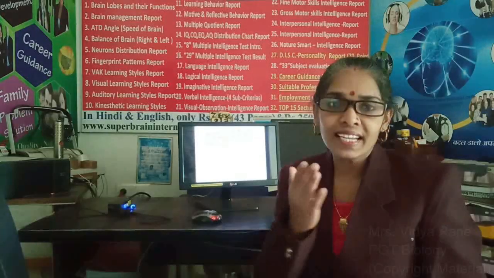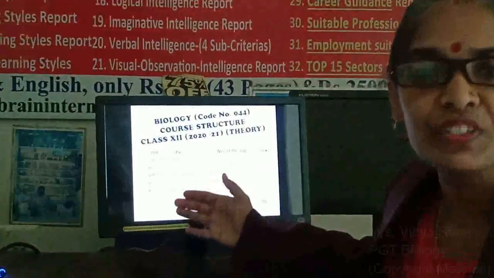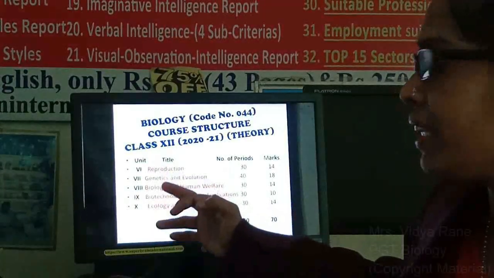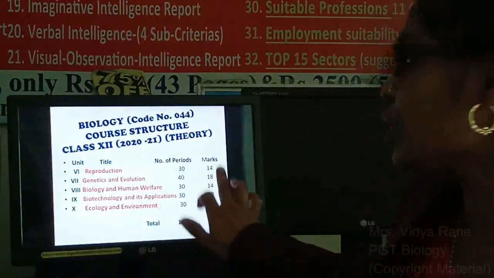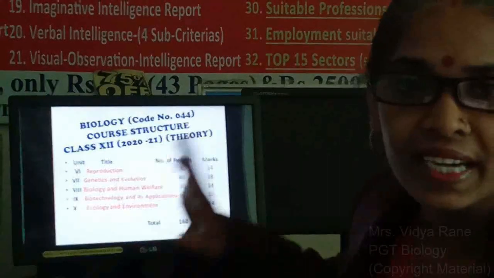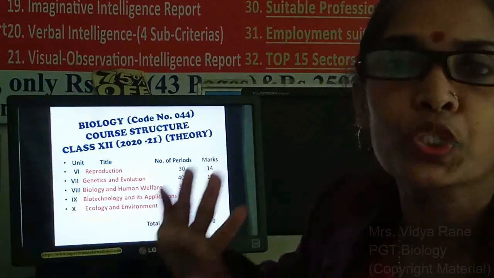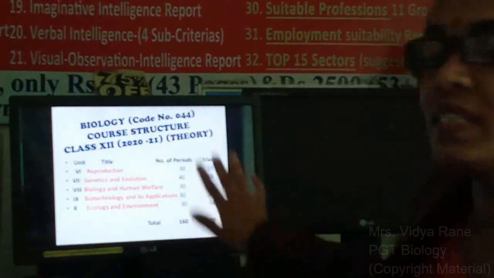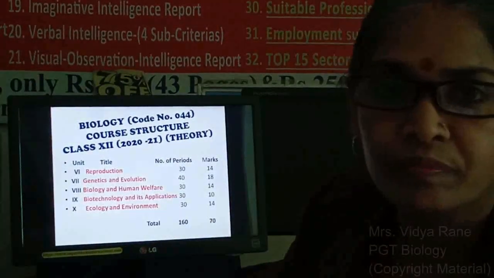So let's see the class 12th syllabus of the year 2020-21. You have in class 12 the next 5 units: Unit 6, 7, 8, 9, 10. Unit 6 is reproduction, which carries a total of 14 marks. In that, 4 chapters are there, and all 4 chapters together carry 14 marks. The weightage of every single chapter is not given.